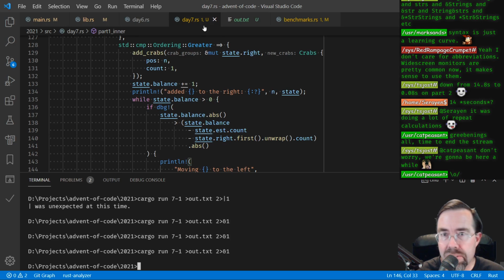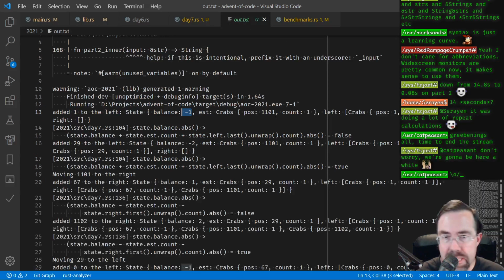Can I safely say that I've lost day 7? Add 1 to the left. Add 27 to the left. Balance is -2.